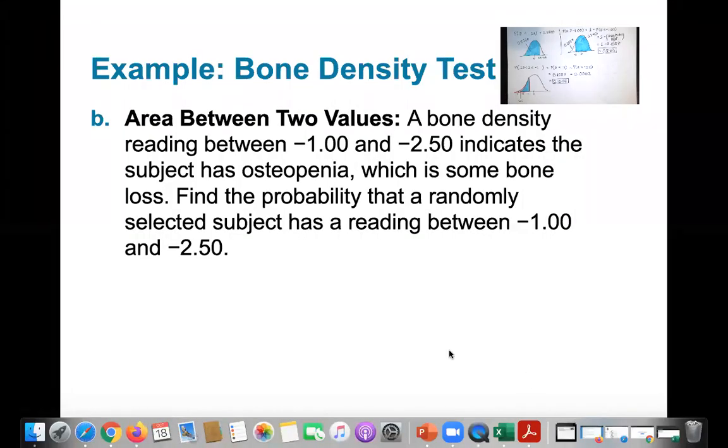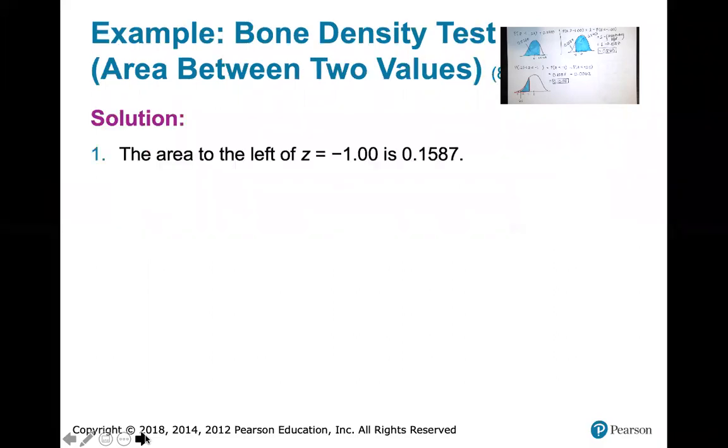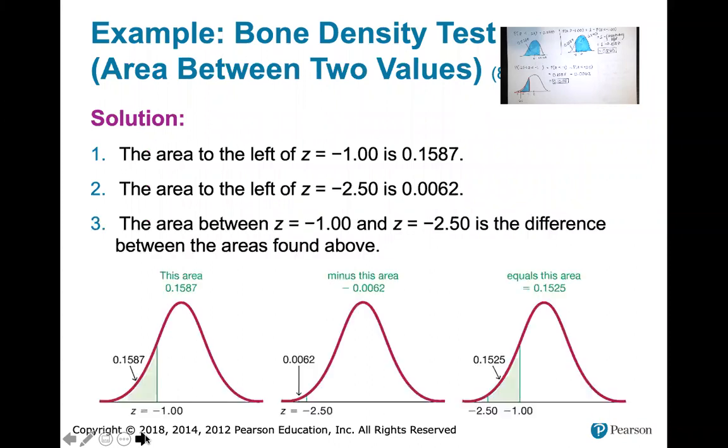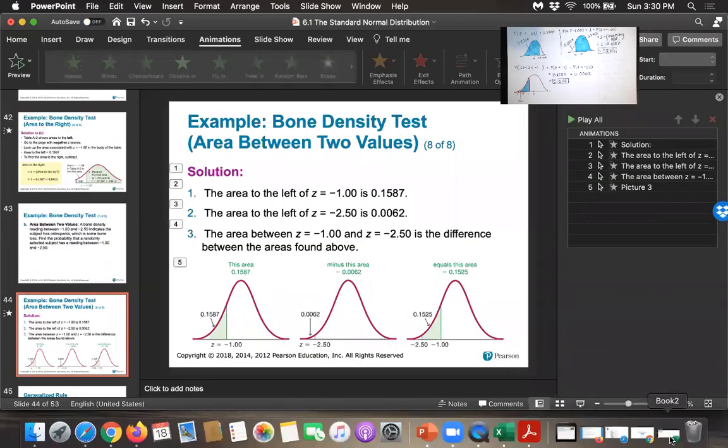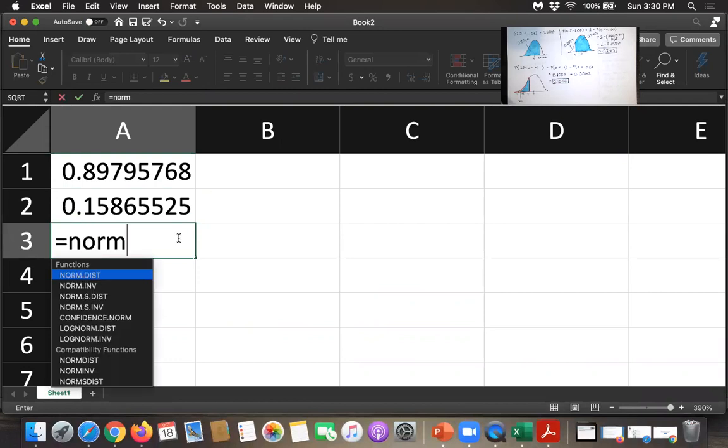Let's go back to our PowerPoint. So we found that area, and then you subtract them, and you get that 0.1525. Now, before we go on, I want to show you that you can do the same thing using Excel. Remember, this is the area to the left of -1. Let's find the area to the left of -2.5 now.